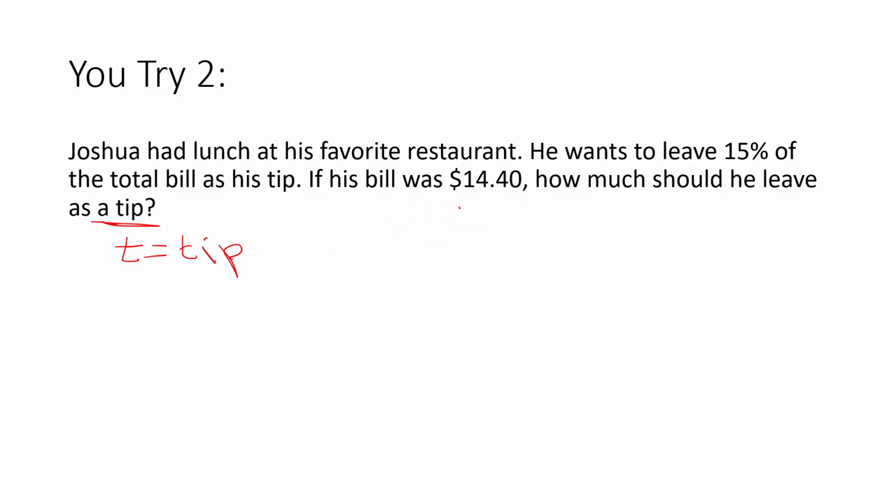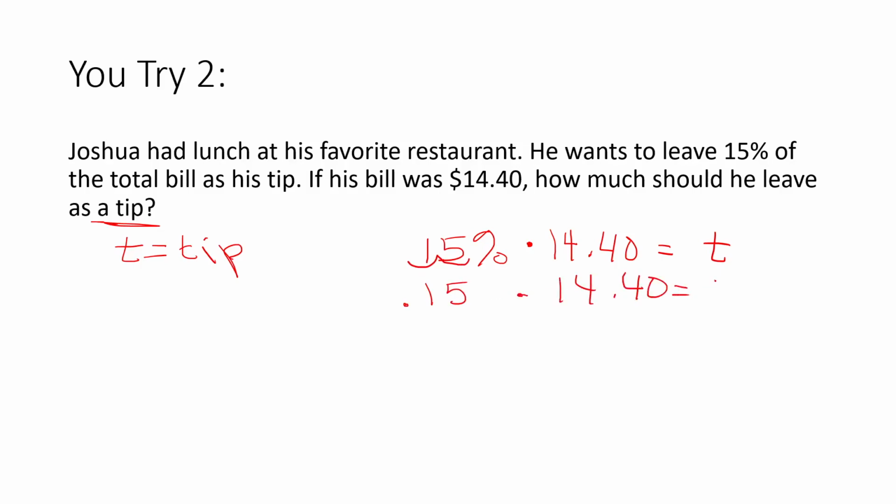So he wants to leave 15% of the bill. So let's see, 15% times 1440 is equal to the tip. So let's move our decimal 2 places and multiply. So 0.15 times 1440 is $2.16.